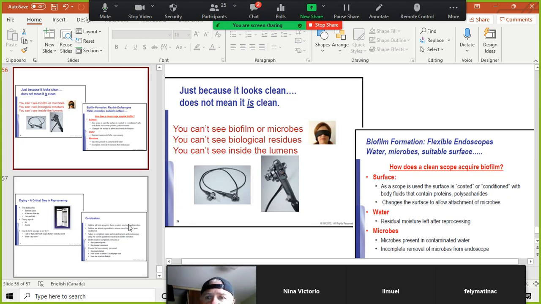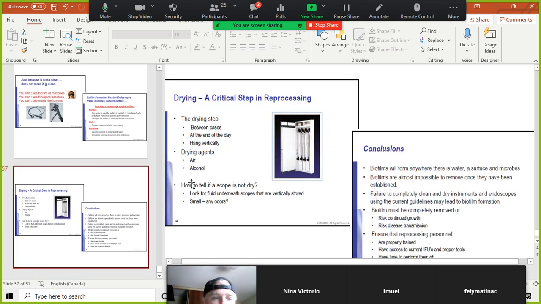Okay? I think this is the last slide here, and then we'll take a little bit of a break. Drying is a critical step in reprocessing. It's one of the things I have to remember to do with the dishwasher. When you put your dishwasher on, there's a drying part to this, because you really don't want to put those dishes back into the pantry or on your shelf with a little bit of water on there, because if there's a little bit of water on those plates, you most likely will have a bacterial infection within a day.